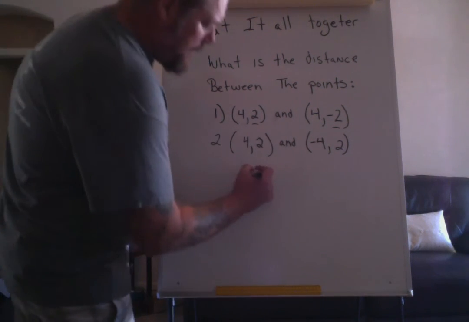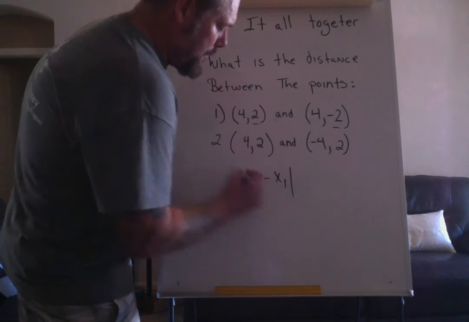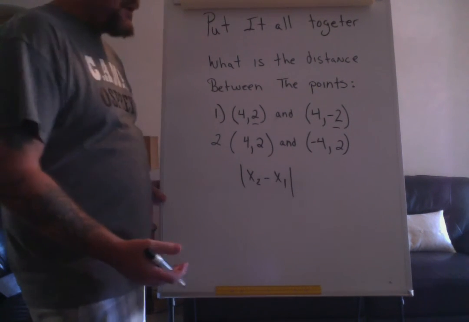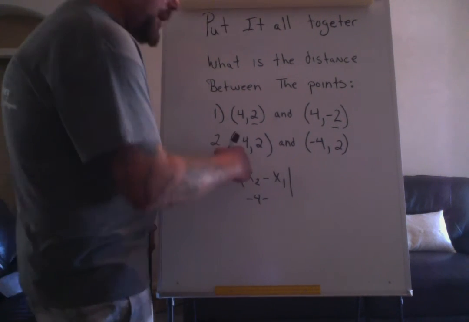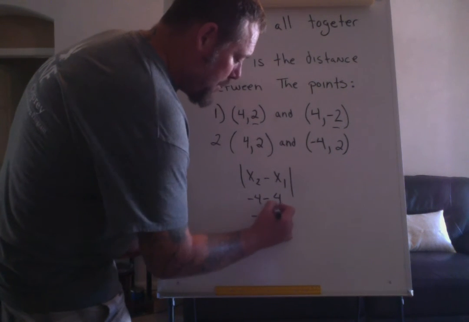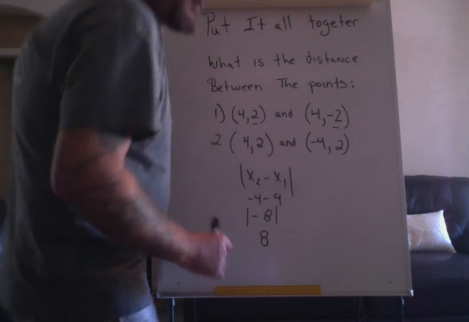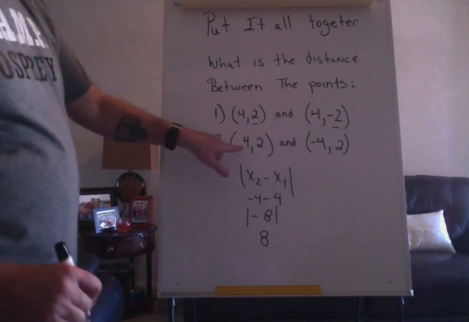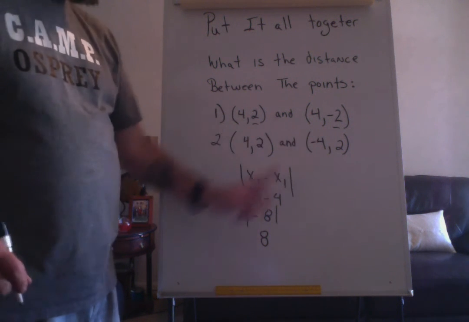So it's the same thing. It's x2 minus x1. And once again, it's the absolute value. Well, x2 is negative 4 minus x1, which is 4, which is negative 8. But the absolute value is 8. So the distance between the point 4, 2 and the point negative 4, 2 is 8.